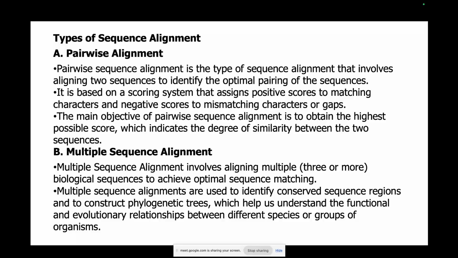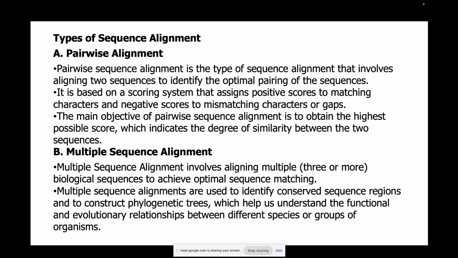Right. So in terms of types of sequence alignment, we have majorly two categories in terms of how many alignments we are doing. The first one is pairwise alignment, which is simple in nature. You have a pair of sequences and you are trying to see how similar they are, and you want to find the optimal pairing of these sequences. It is based on a scoring system that assigns positive scores to matching characters and negative scores to mismatching characters or gaps, as we discussed last time about affine gap penalty. So all those things are very relevant here.